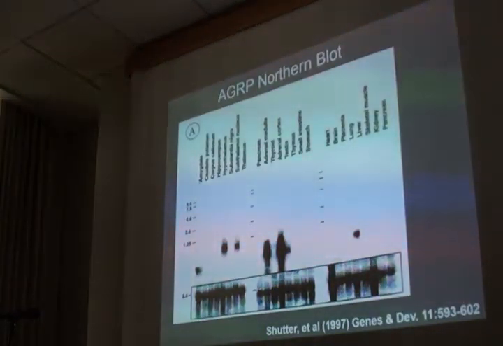Okay, so about that time, some people at Amgen cloned the agouti-related protein. Like agouti, it's expressed in the hypothalamus, which of course all of you know is important in body weight and energy expenditure. It's also expressed in the adrenals at quite high levels too.